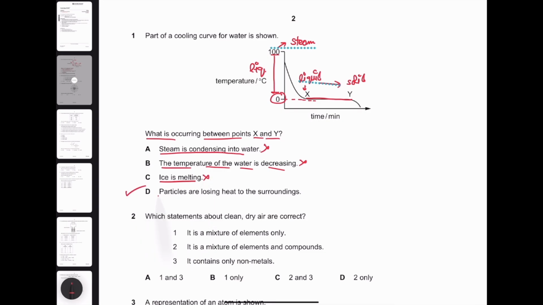Now, why? Particles are losing heat to the surroundings. Now just think about it. It is transitioning from liquid to solid. Liquid molecules have more energy, solids have less energy. So where is the excess energy going? Surroundings. Make sense? So the answer is D.